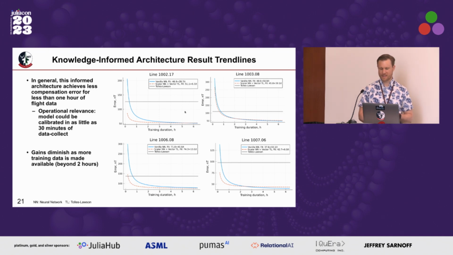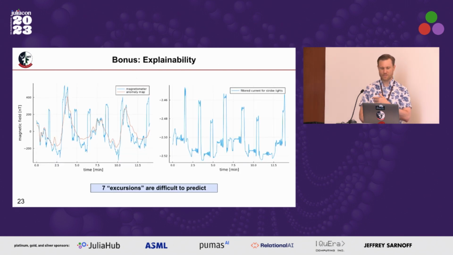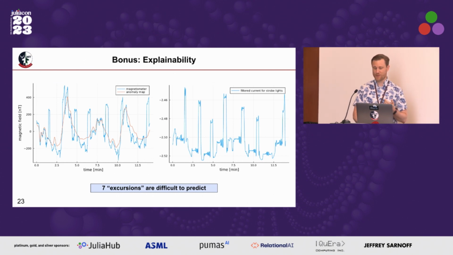And it turns out, just to prove I didn't just pick the one flight line where this worked, sometimes it doesn't help very much, but it doesn't hurt. And sometimes it helps kind of a lot. And so the operational relevance there is that we can calibrate in as little as 30 minutes of data collect. But this knowledge-informed architecture doesn't seem to help beyond a couple hours. The bonus is we get some explainability out of that.